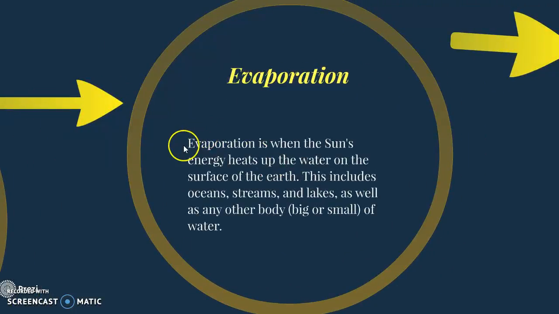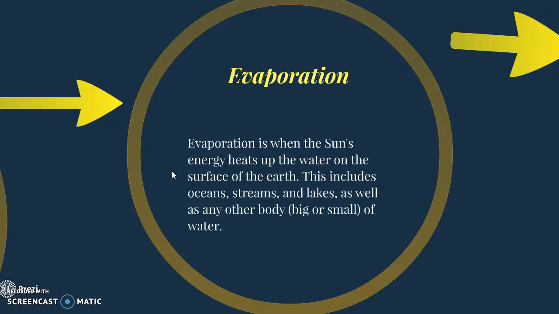Evaporation. Evaporation is when the sun's energy heats up the water on the surface of the earth. This includes oceans, streams, and lakes, as well as any other body of water, big or small. We're talking from a little mud puddle in the middle of your yard to the ocean. I mean, any kind of water at all.